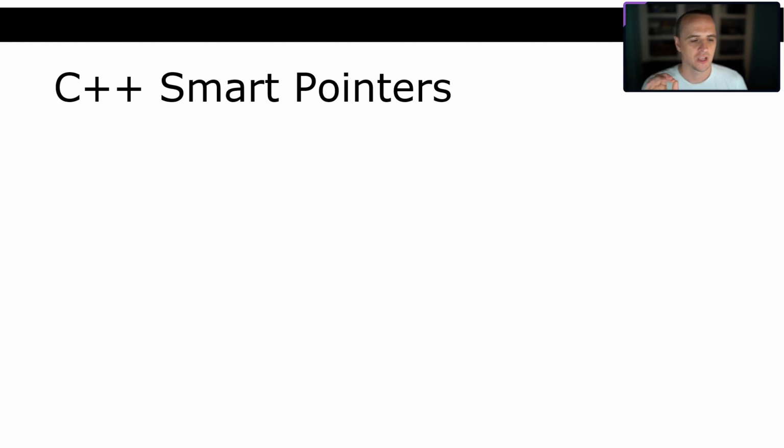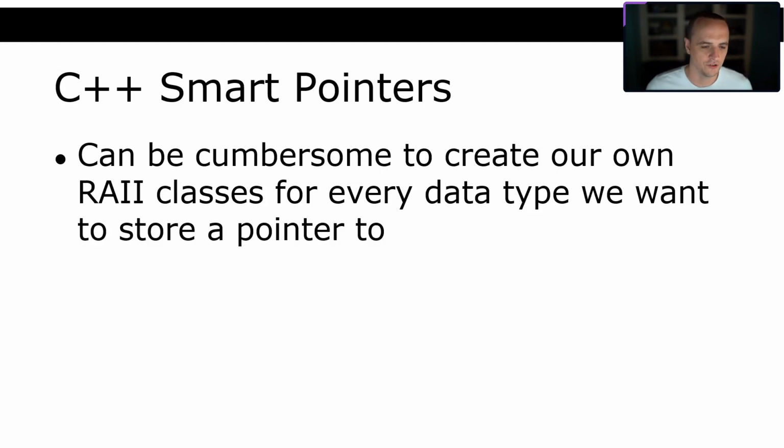Okay, smart pointers in C++. Smart pointers are really going to make our quality of life a lot better in this course. It can be really cumbersome to create our own RAII classes for every data type that we want to store a pointer to. For example, if we wanted a pointer to a texture, we would have to create a texture pointer class if we wanted RAII. If we wanted a pointer to an int, we would have an int pointer class. And you just saw me make an int array class.